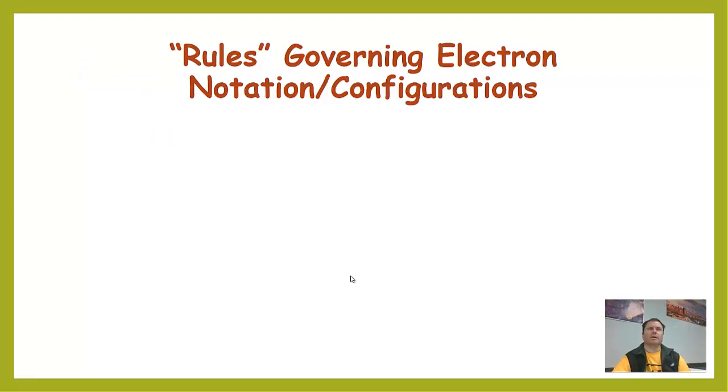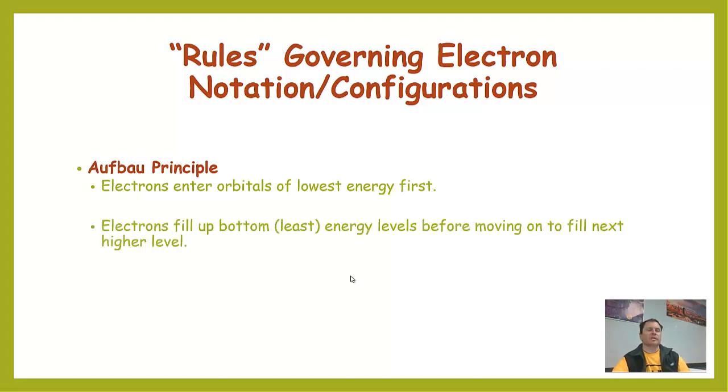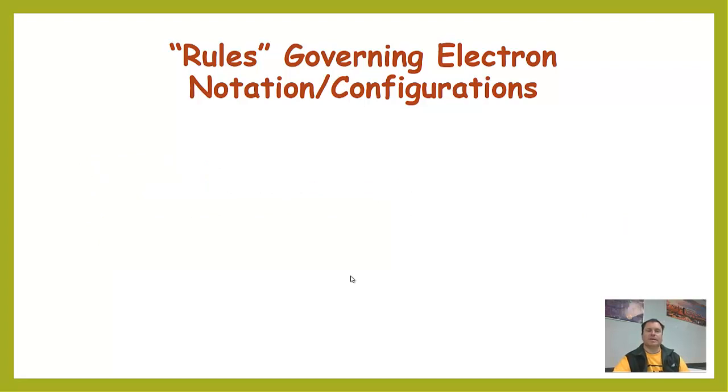All right, so let's talk about the rules that govern how we fill these in. The first one is what we call the Aufbau principle. The Aufbau principle says that electrons enter orbitals of the lowest energy level first. So they're going to enter principal quantum number 1, then 2, then 3, then 4. But they're also going to go with the S's, the P's, the D's, and the F's. Electrons fill up the lowest energy levels before moving on to the next higher energy levels. That just tells us where we are putting our electrons.